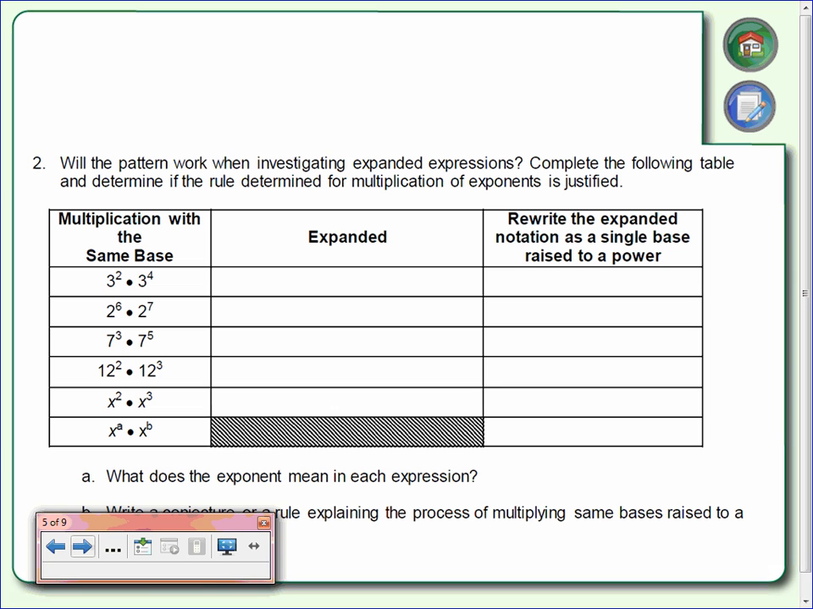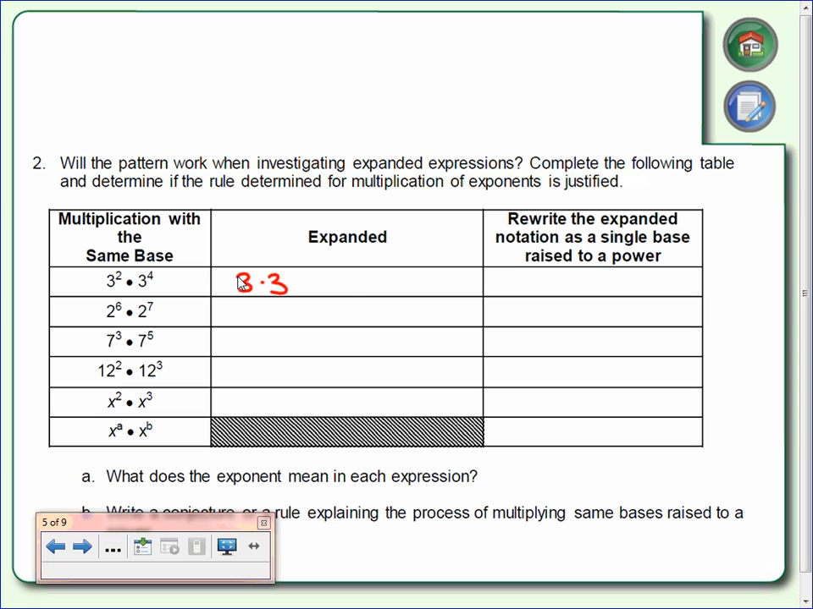All right, we're on the next page here. Will the pattern work when investigating expanded expressions? Complete the following table and determine if the rule determined for multiplication of exponents is justified. So let's see here. Multiplication with the same base. Here I've got 3 squared times 3 to the 4th power. Now remember, earlier we said 3 squared means 3 times 3. That's what 3 squared is.